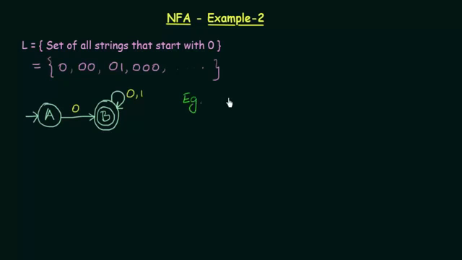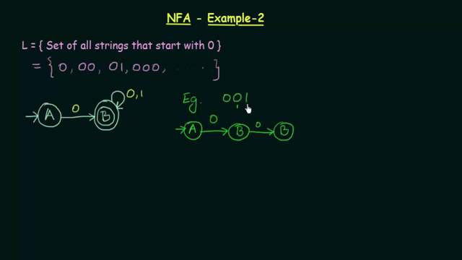Let me try to pass a few strings. Let me pass the string 001. As usual, I always start with the starting state, which is state A. A, on getting input 0, where does it go? It goes to state B. What is my next input? My next input is again 0. B, on getting input 0, where does it go? It goes to B itself.